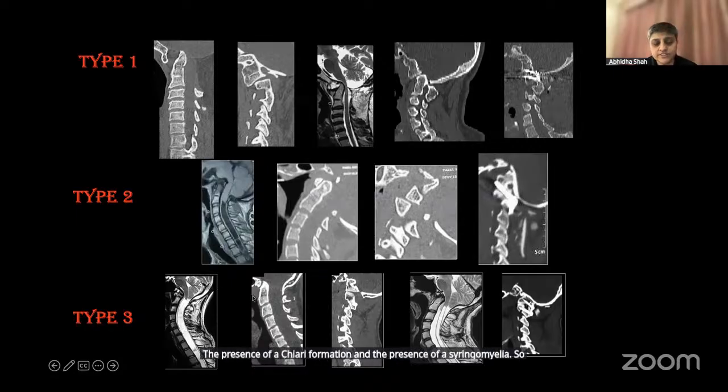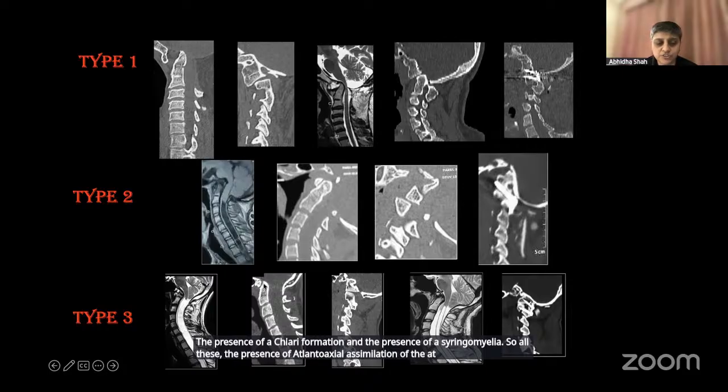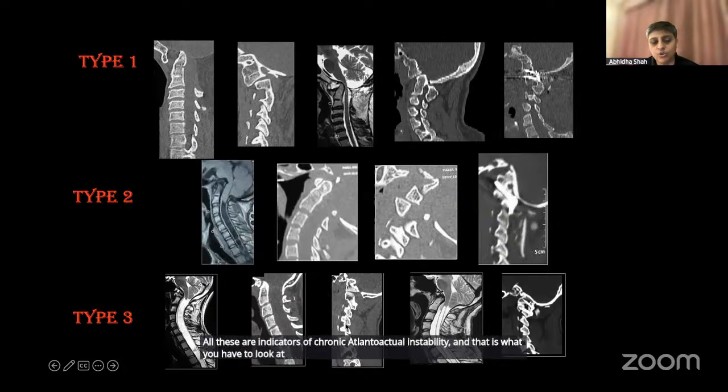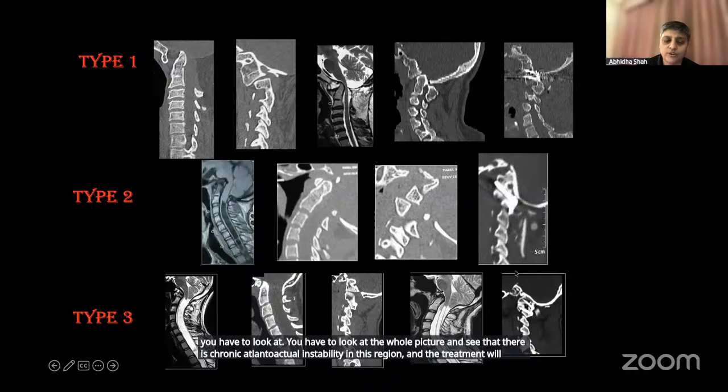So all these, the presence of assimilation of the atlas, the presence of basilar invagination, all these are indicators of chronic atlantoaxial instability, and that is what you have to look at. You have to look at the whole picture and see that there is chronic atlantoaxial instability in this region, and the treatment will be atlantoaxial fixation.